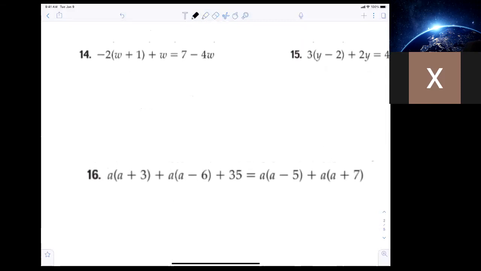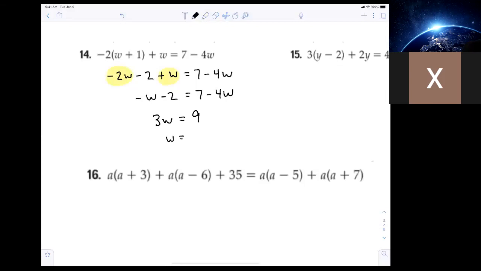Distribute the -2. -2w minus 2 plus w equals 7 minus 4w. Now again, we can put this with this. Negative w minus 2 equals 7 minus 4w. Oh, wait, never mind. Add 4w. 3w. Add 2. 3w equals 9, so w equals 3. Hopefully that's how you're doing it. You should be good enough now where you don't have to write the plus 4w, plus 4w, add 2, add 2.